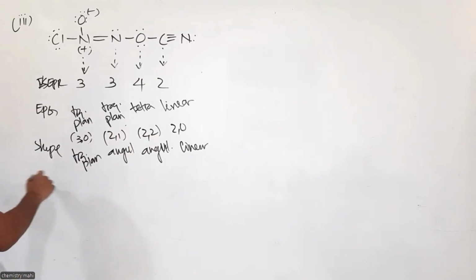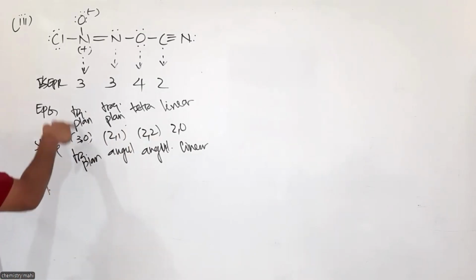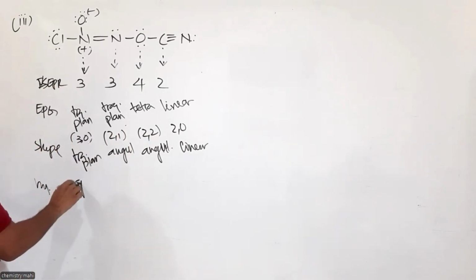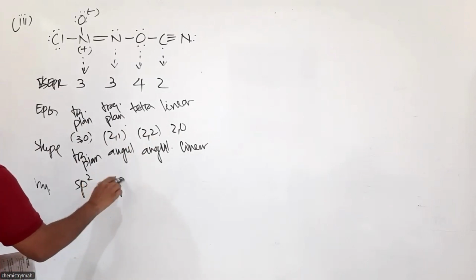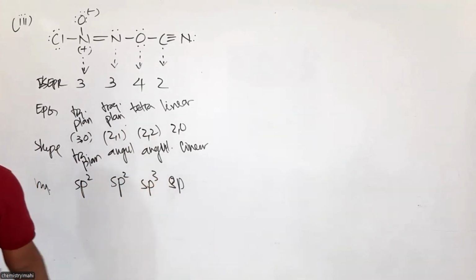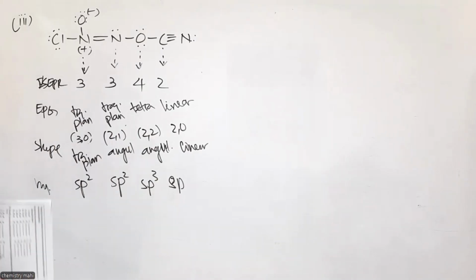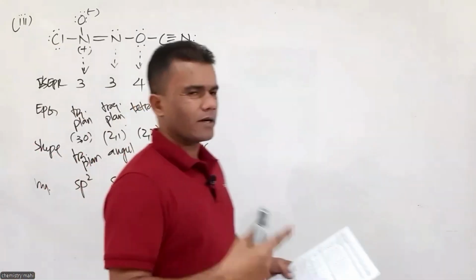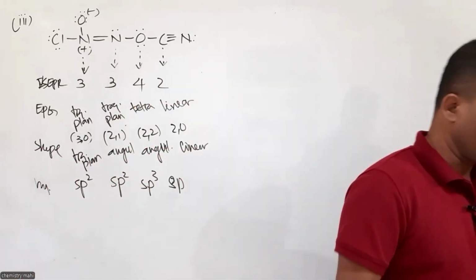Next one, the hybridization finally. Hybridization again is based on VSEPR. Yes, 3 means sp2, 4 means sp3, 2 means sp. That's how you complete that table. These are quite easy, so we decided quickly.